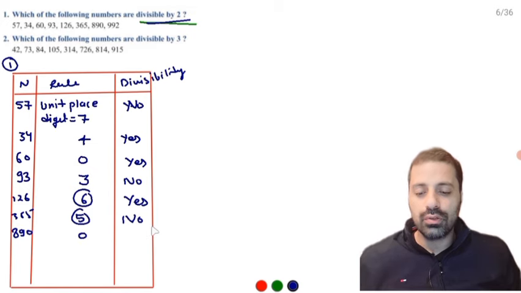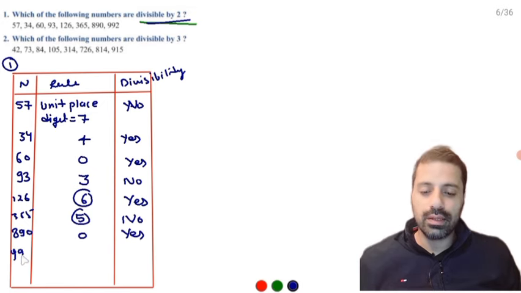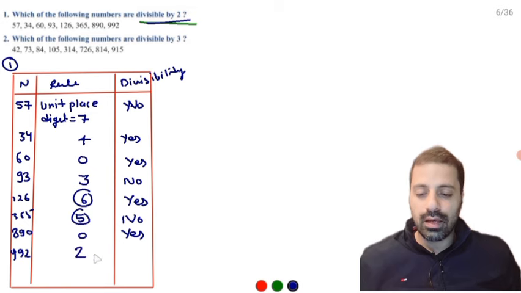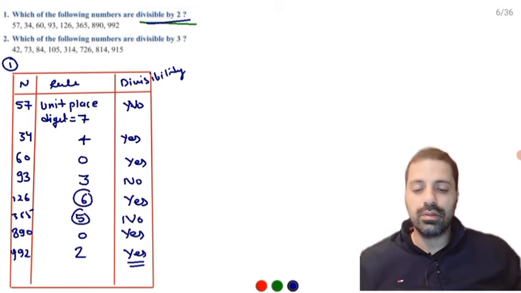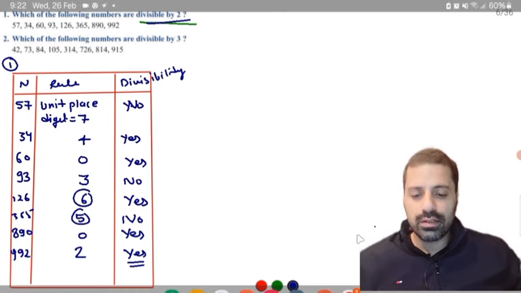And 890, so 0 is the rule. If the unit place digit is 0, then the number will be divisible by 2, so the answer will be yes. And 992, the unit place digit again is 2, so yes, it is also divisible. I hope you understand this thing very well.